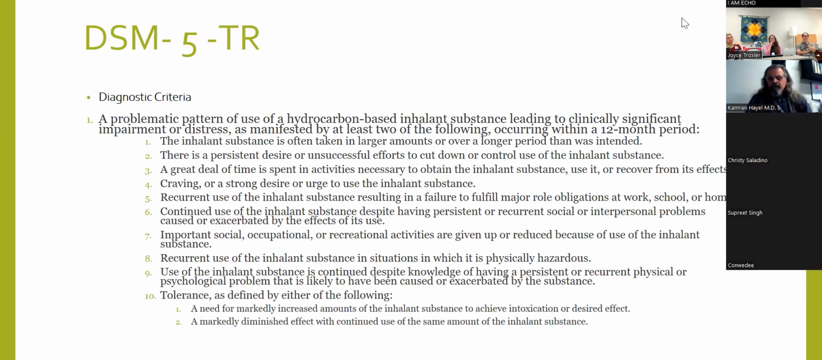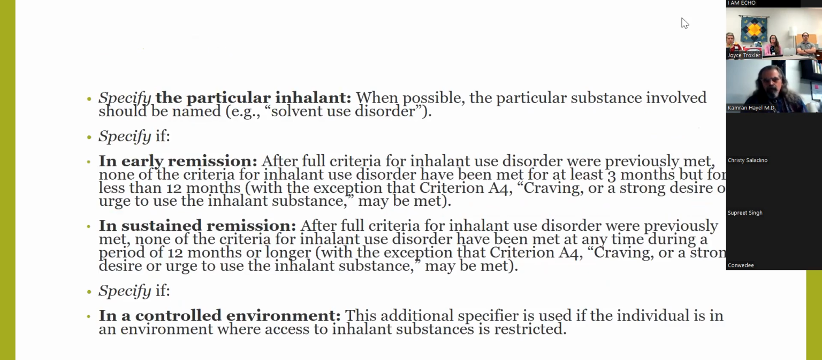DSM-5 TR is here. It's a text revision of the DSM-5. The diagnostic criteria are not that much different from any other substance use. If you look at the 10 listed criteria here, you just take the inhalant out and put in any other substance that would meet the criteria. So it's pretty much the same. No need for memorizing again. And the specifiers are almost the same: early remission, sustained remission, in a controlled environment.